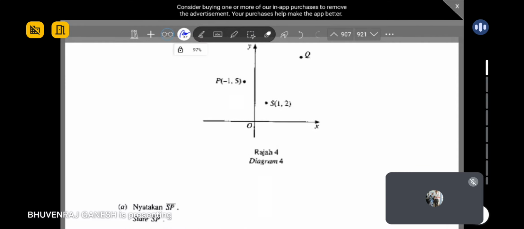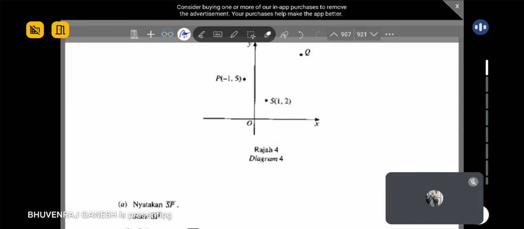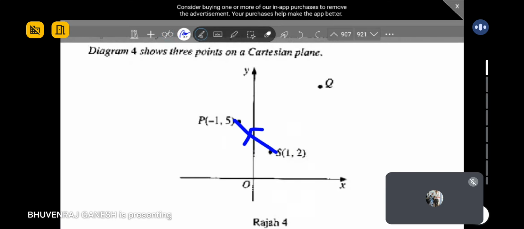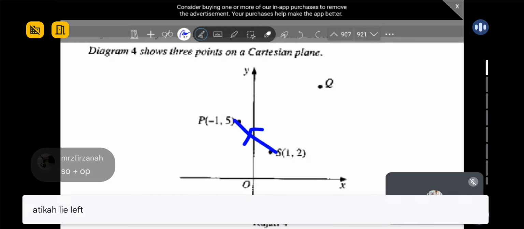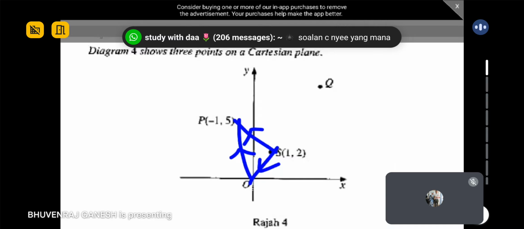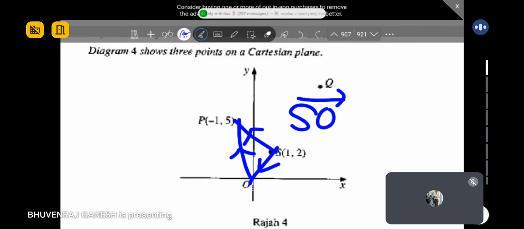So first question. They ask SP, guys. Mereka tanya SP. So SP means something like this. Am I right? So SP sama dengan apa? Cuba jawab, guys. What is your final answer for SP? State only. State means final answer. Yes, very good. SP akan sama dengan SO tambah OP. So this is your triangle, guys. So may I know SO? What is the vector, guys? SO?